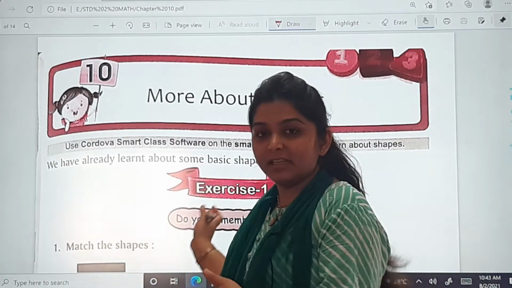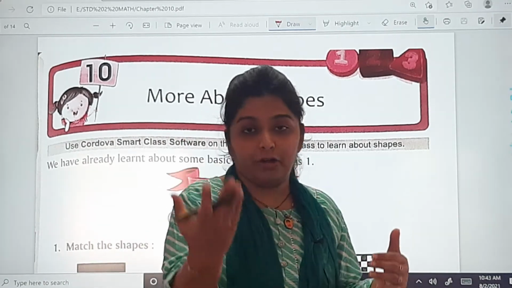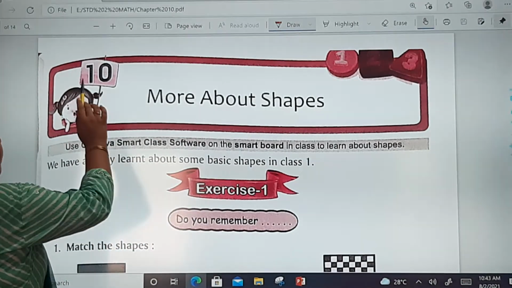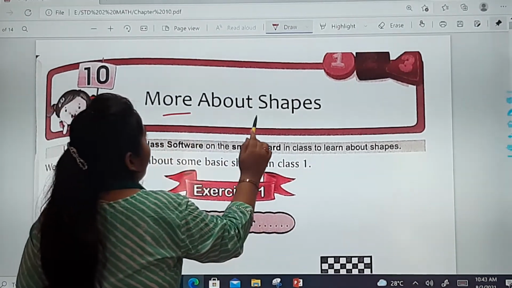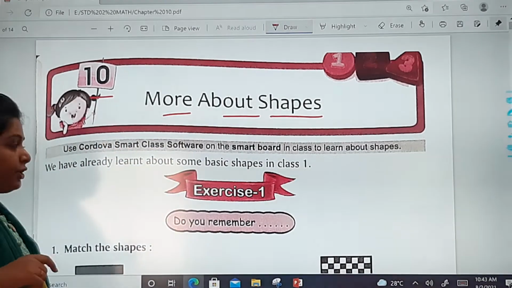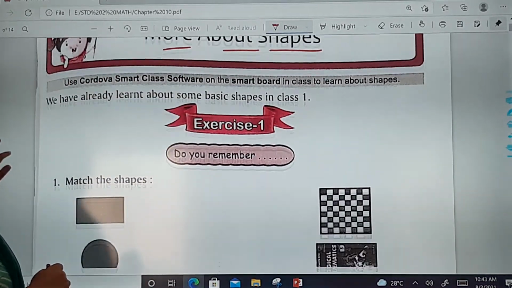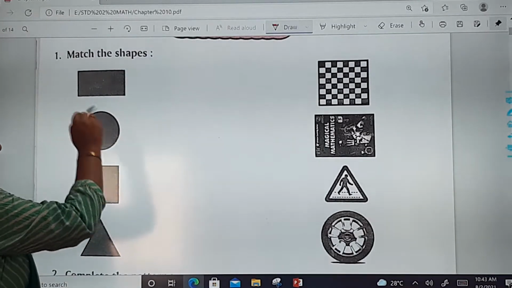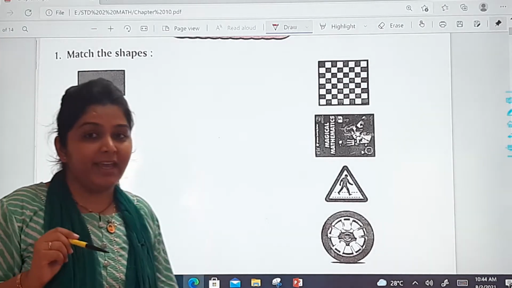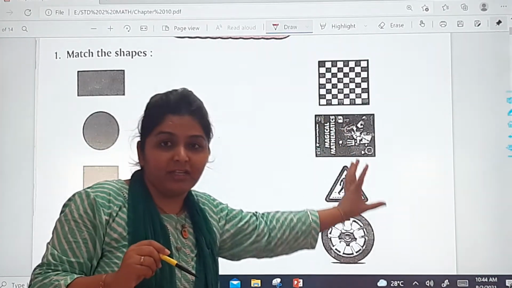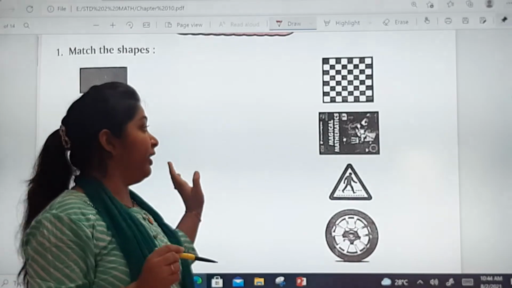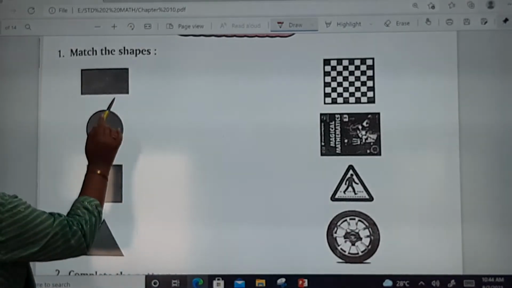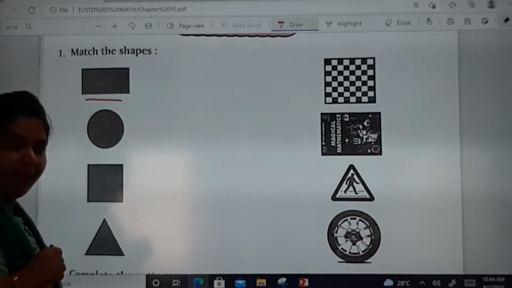Dear children, let us recall what you have studied in your class 1 by doing this exercise in your textbook of your chapter number 10, more about shapes. Understood? Let us see exercise number 1. Do you remember you have to match the shapes? Yes, you have to identify these objects and the shapes, then you have to just match it. Let us see. The first shape is a rectangle.